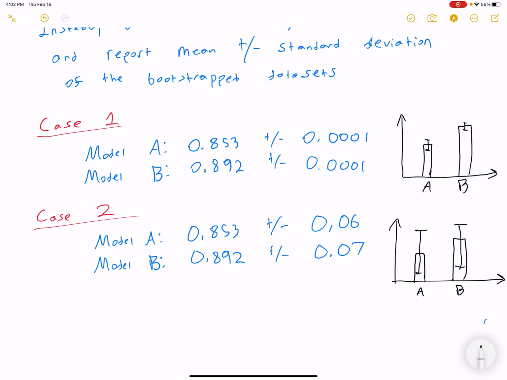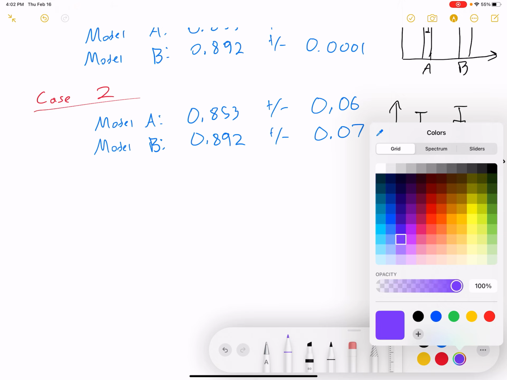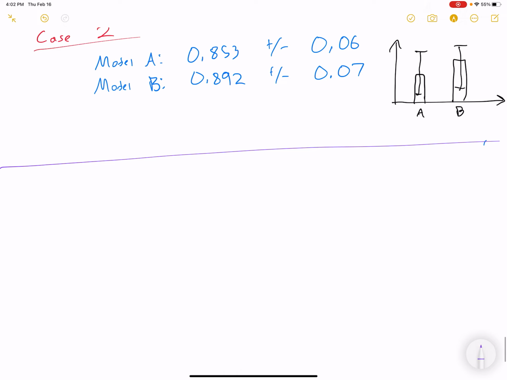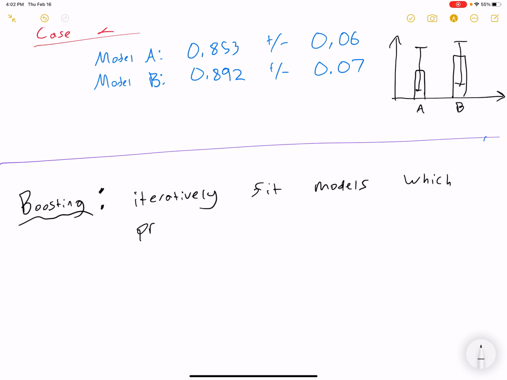Cool. Okay, so there's one other, zooming out, one other type of ensemble learning that I want to cover, and that is called boosting. So boosting is where we iteratively fit models which prioritize misclassified data points in a previous iteration.